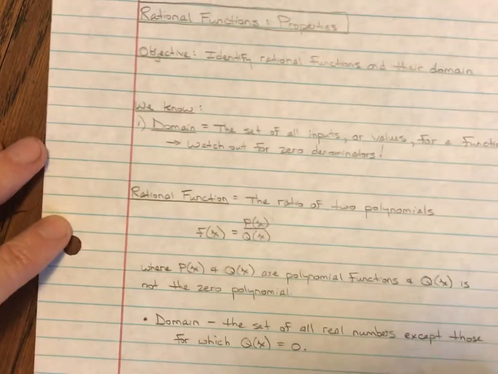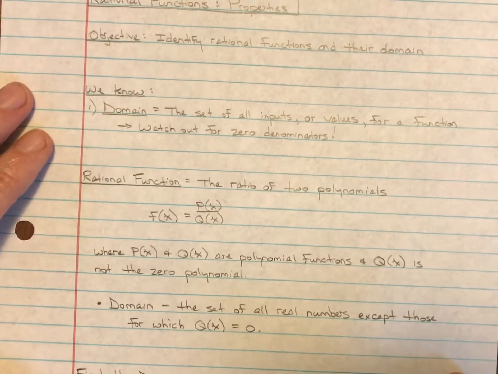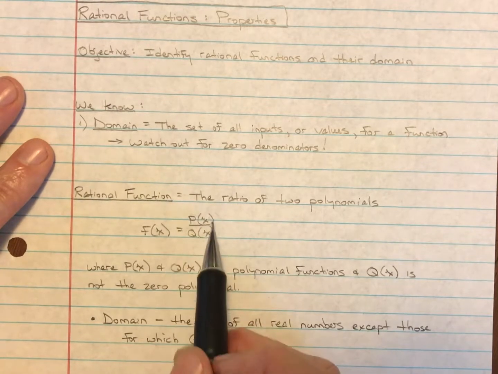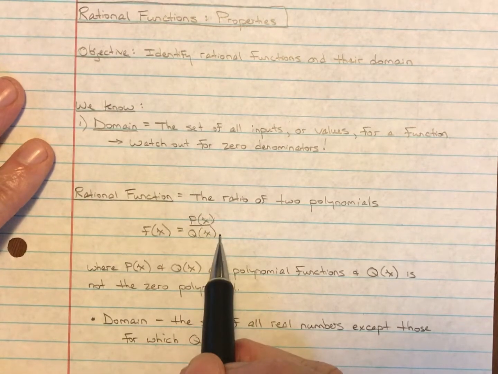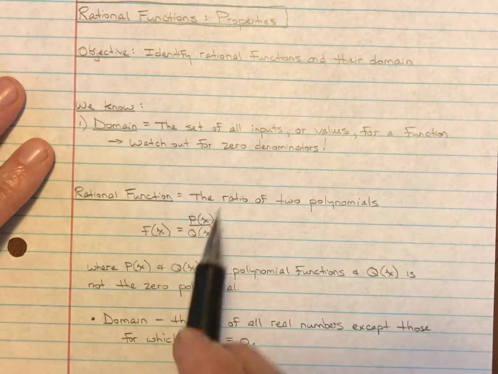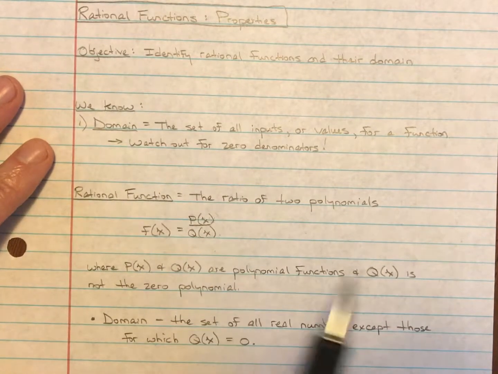So there you have it. The big deal with rational functions is they are not smooth and continuous. They're made up of a polynomial function divided by a polynomial function, so we need to keep an eye on zero denominators when we think about our domain.